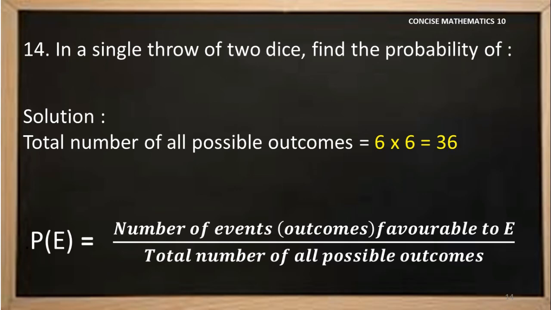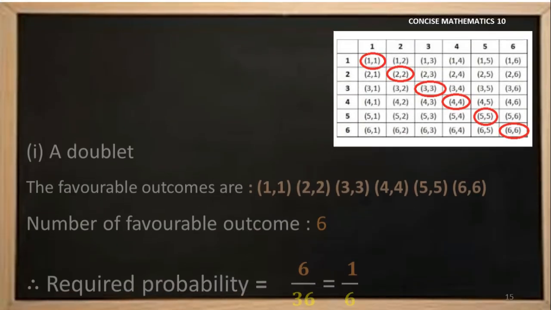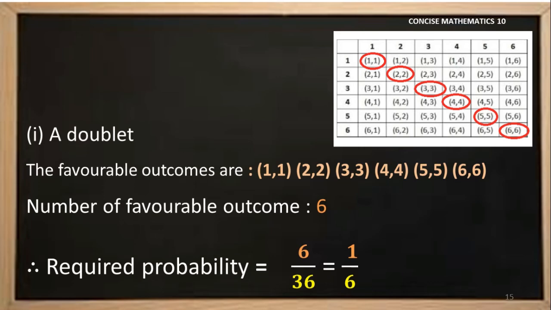So the first question is, what do you mean by a doublet? A doublet means it is a number which is the same on both the dice. So I have given the same chart for the output. See 1, 1, 2, 2, 3, 3, 4, 4, 5, 5 and 6, 6. So the same number should appear on both the dice. It means a doublet. So there are 6 doublet outputs. Hence the probability is equal to 6 by 36, which is equal to 1 by 6.